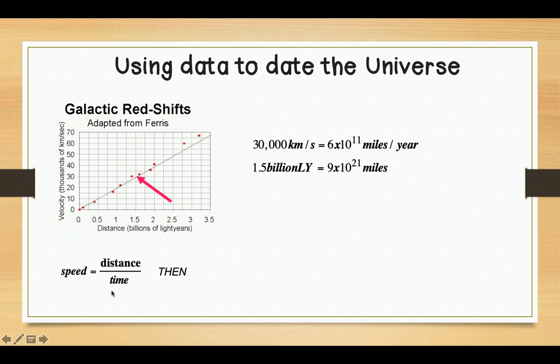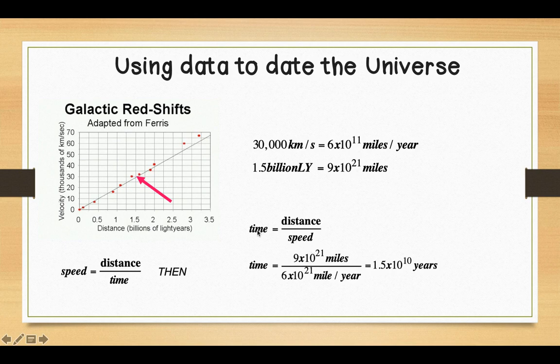Since this is a math equation, we can change this around and solve for time. Then we can plug in distance from here, speed from here. So now we get this: time is equal to distance divided by speed. That came from this equation. And if I plug in my two things from this graph, I get that the time of the universe expanding has been 1.5 times 10 to the 10 years, or 15 billion years. So that's where that number comes from. It's from things we can actually measure: speed of galaxies and distance of galaxies.